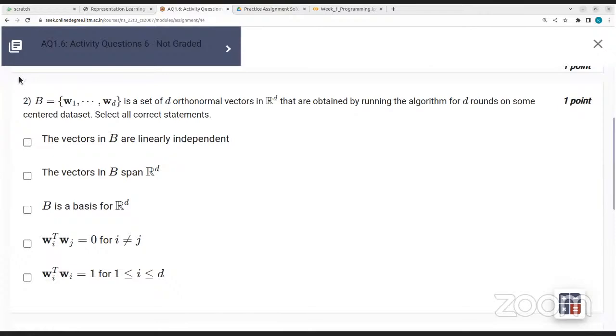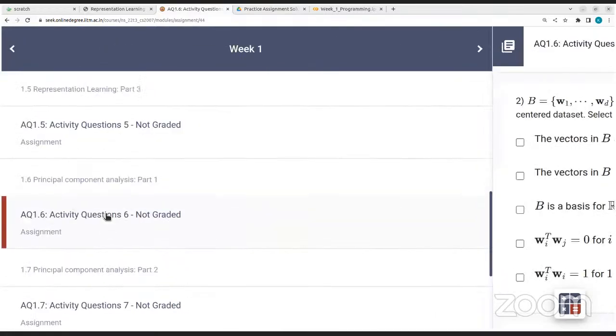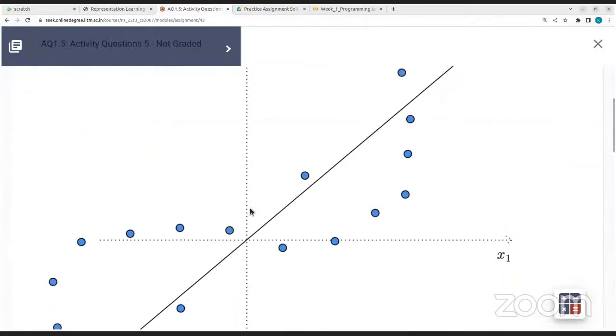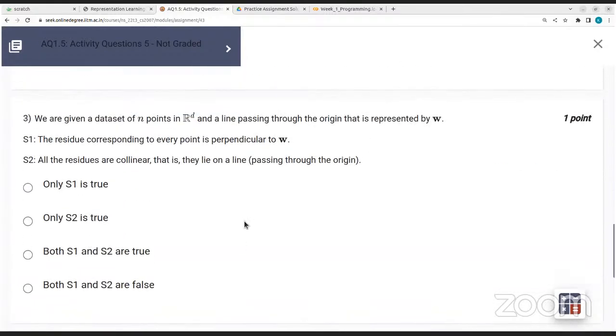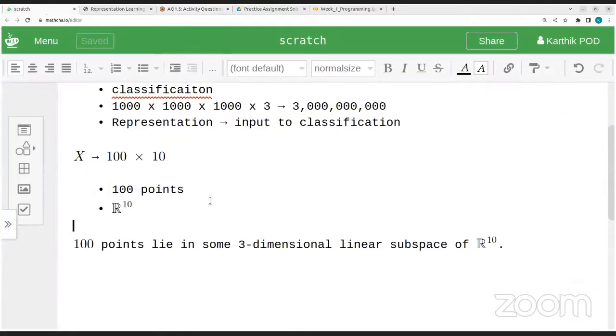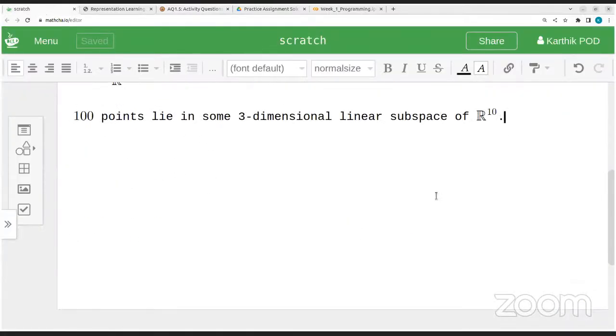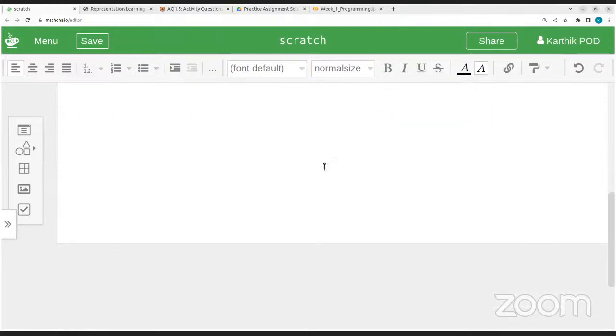So activity 1.5, question number 3. Okay, which one? Second statement. Statement second, sir. Okay, so all the residues are going to be perpendicular to W. But they need not lie on the same line. Statement second, sir. Statement 1 is clear.